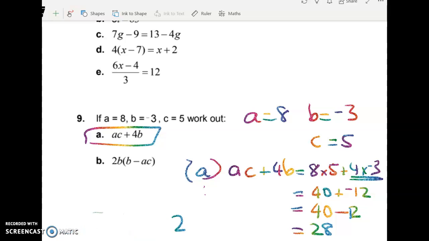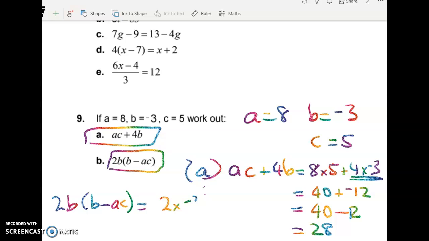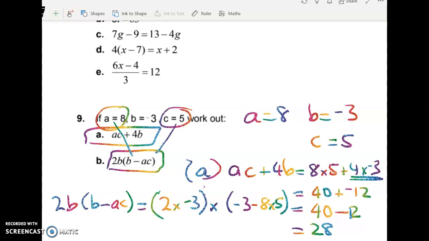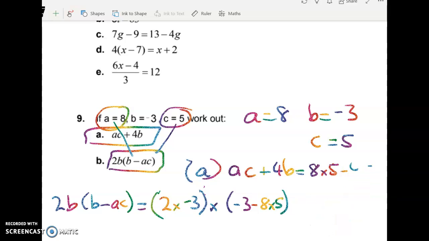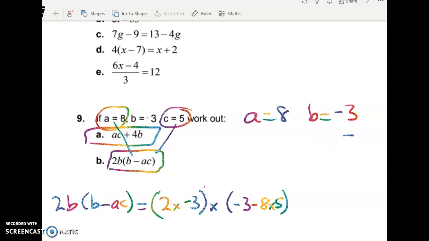Let's move on to B, where we have to take a little bit more care. So 2b times b minus ac is equal to 2 times negative 3, it's worth putting that in brackets, times negative 3 minus 8 times 5. So I'm substituting in for a and c here. We need to get rid of all of this stuff because we've got too much squished up on one screen. If there are any maths teachers watching out there, I'm very sorry for my bad setting out.